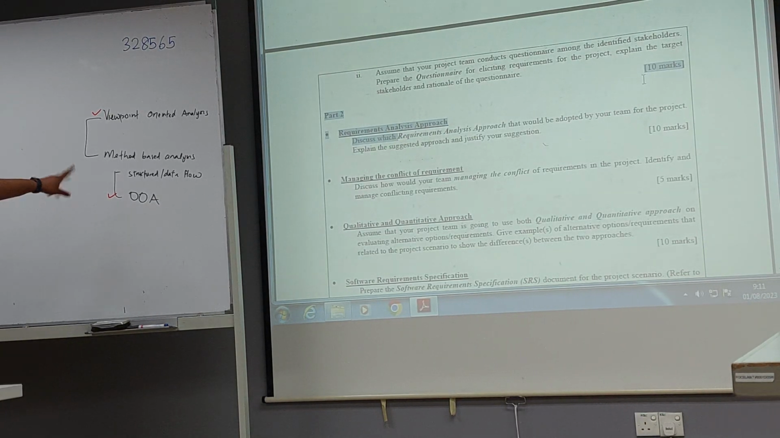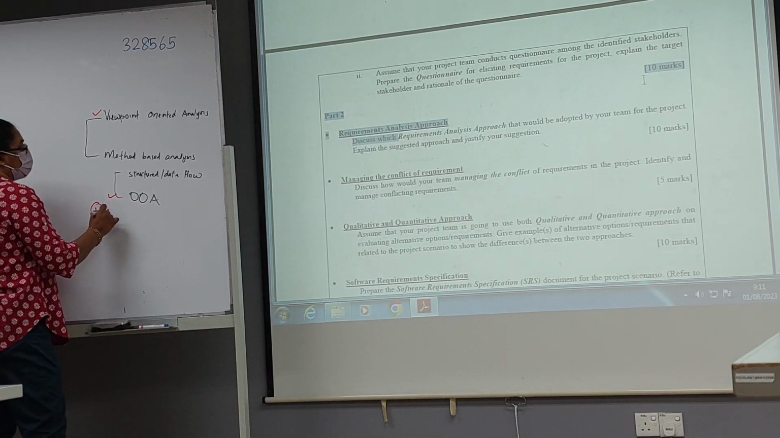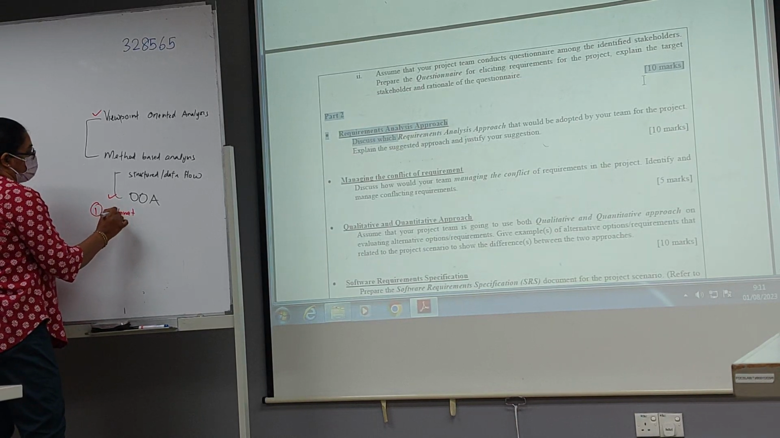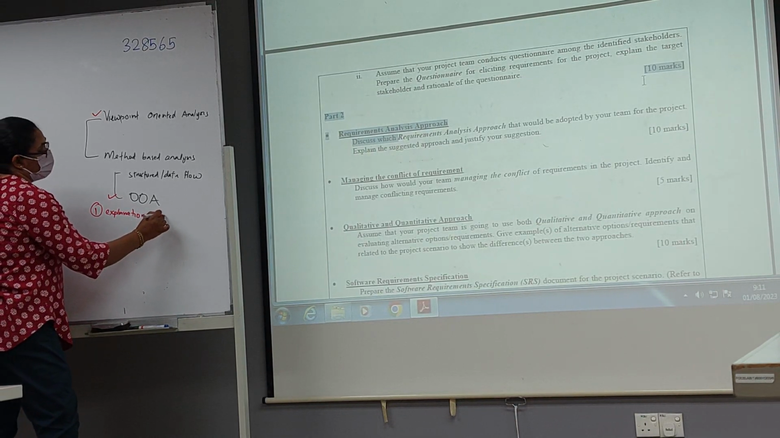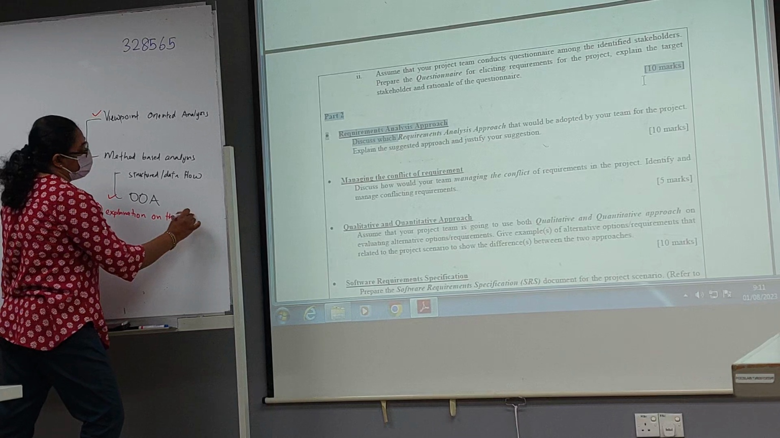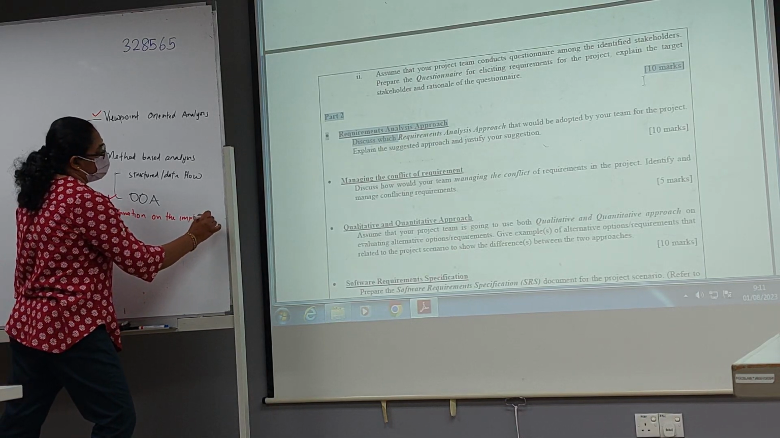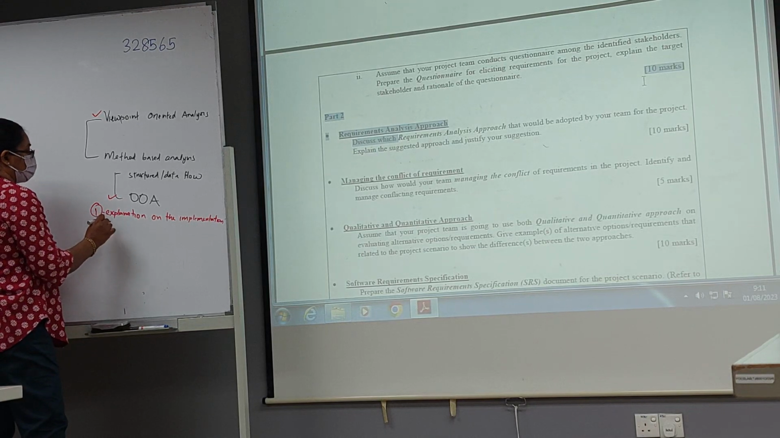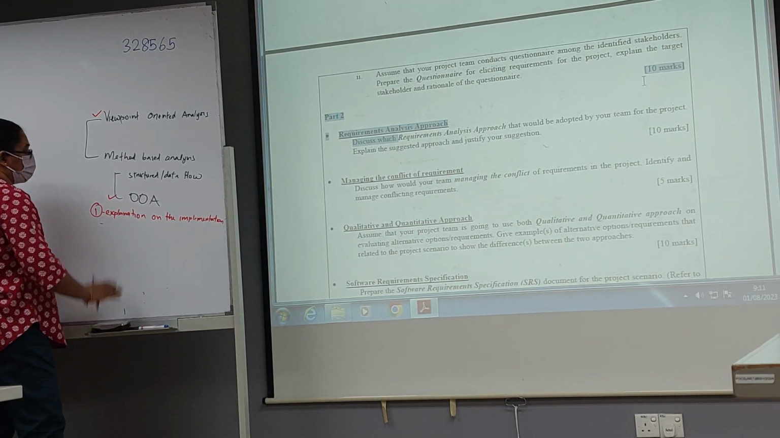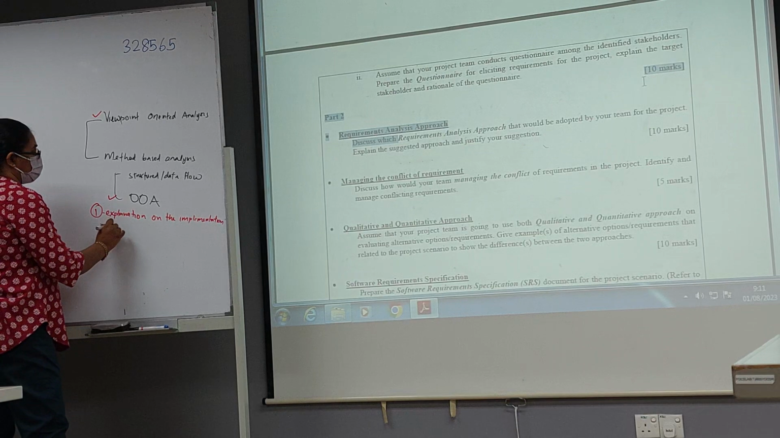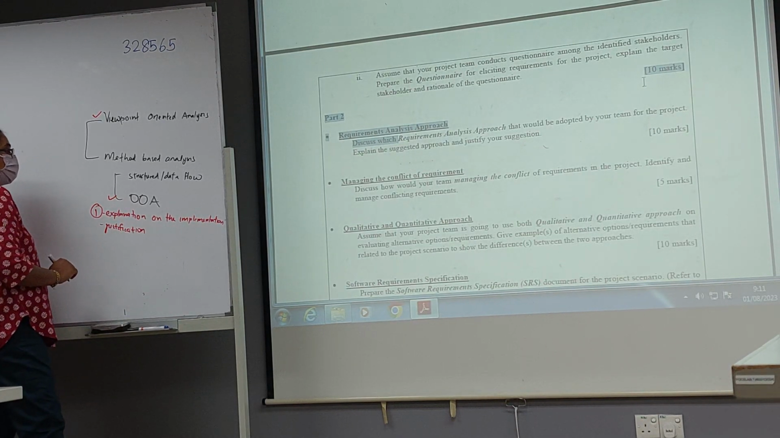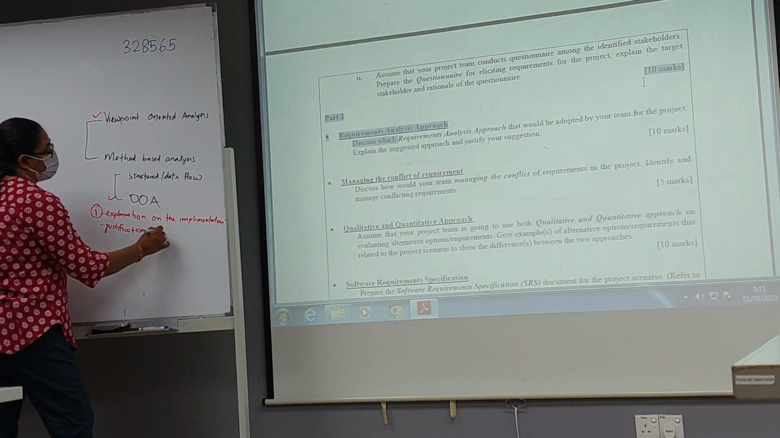So I want you to remember for this part, first, explanation on the implementation. Then number 2 is justification why choosing this approach or this analysis. Justification why this approach.